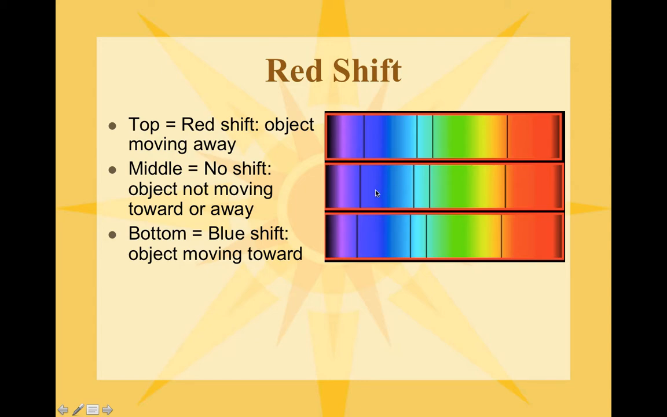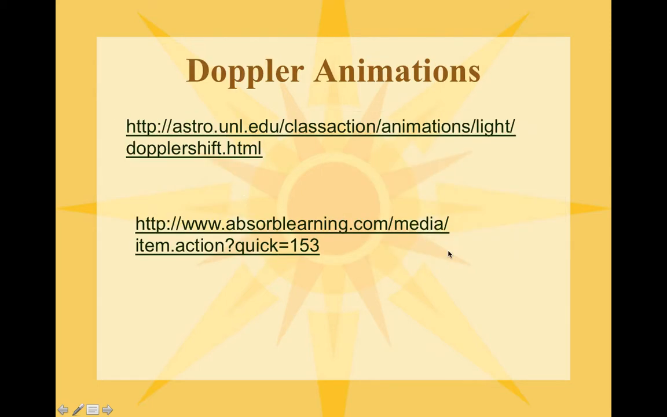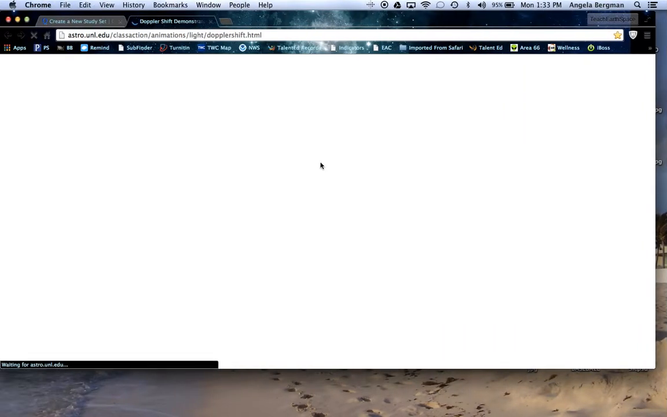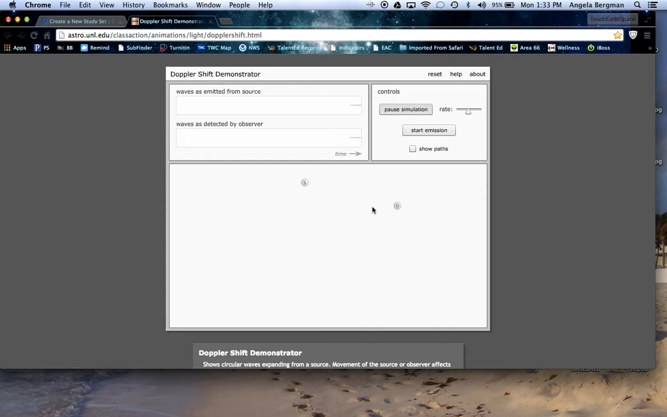So if this was some element like those hydrogen tubes or that nitrogen tube that we looked at, if the object was moving away from us, it might look like this. If it was moving toward us, it might look like that. These are a couple of animations that we can look at as well. And so on this Doppler one, this is a UNL thing. And so what we would do here is we can go ahead and start some emissions.